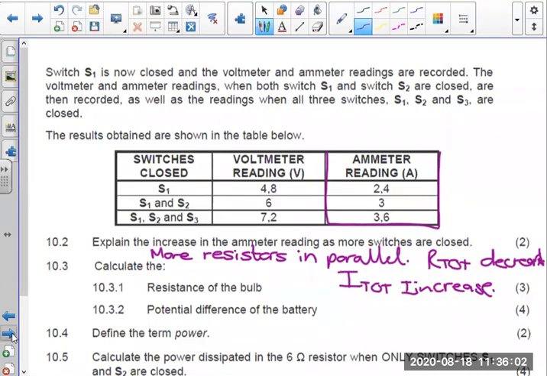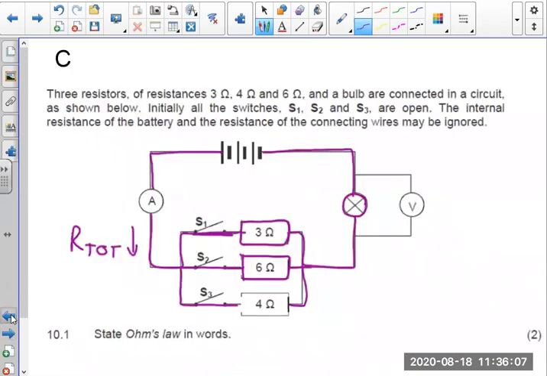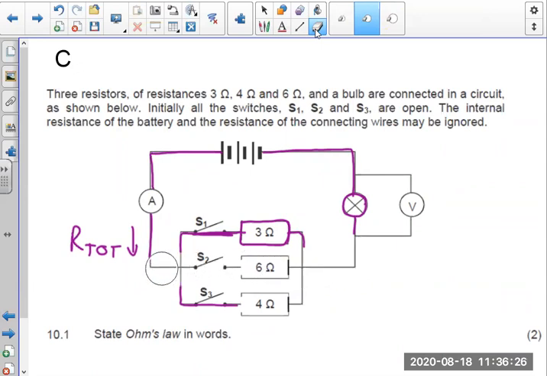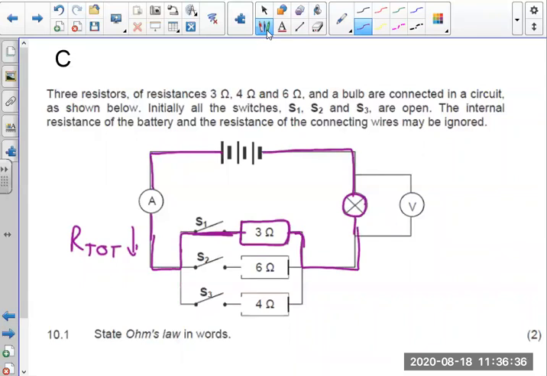Then they say calculate the resistance of the light bulb. Say for instance we just take it where only switch 1 is closed. You can decide which one you are going to take. I'm going to show you that you'll get, in any case, the same answer. Say you decide that just switch 1 is closed. This will be the circuit diagram when you look at that.